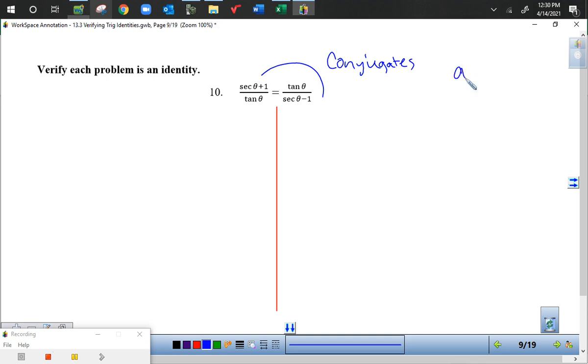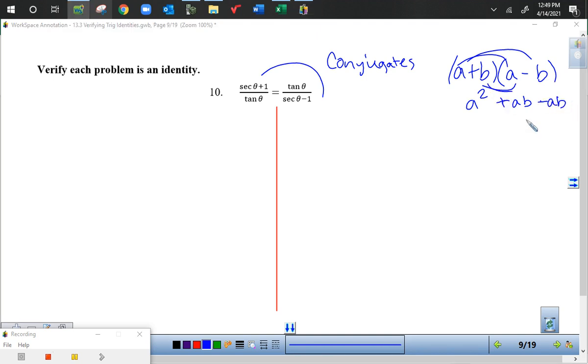When you take something like a plus b and multiply it by a minus b, that's what a conjugate is, same terms, but one's minus, one's plus, and FOIL them, you get a squared minus ab plus ab, I'll call this one a plus, and then minus b squared.